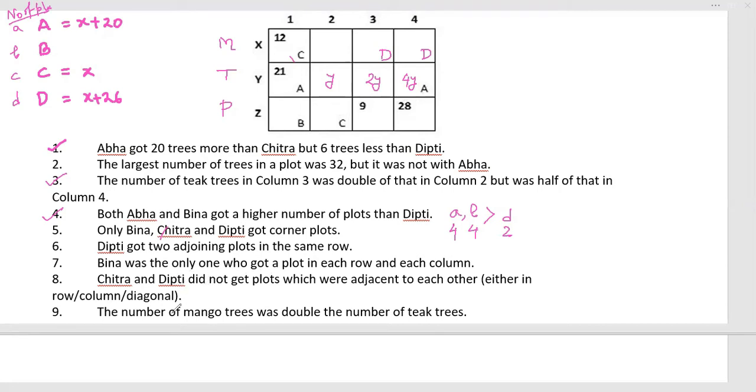This is the adjacent. The number of mango trees was double the number of teak trees. So mango trees are 2 times teak trees. That is the information. Okay, let us try to go with these plots information. Abha and Bina, that has been considered, it would be 4, 4, 2. Only Bina, Chitra and Deepti got corner plots. So it should be either B or C.